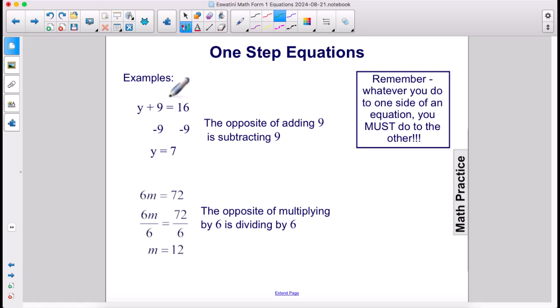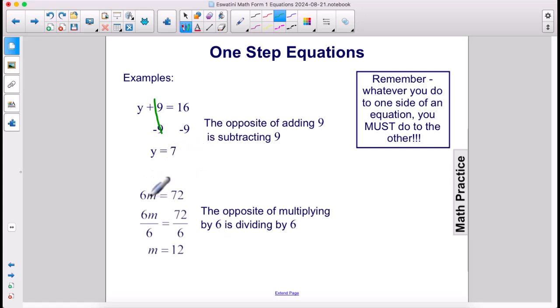So here, 9 is being added to y, so we're going to have to subtract 9 from both sides so that it cancels out on the left side. The opposite of adding 9 is subtracting 9, and we get y equals 7.